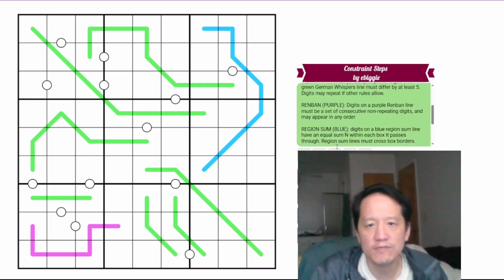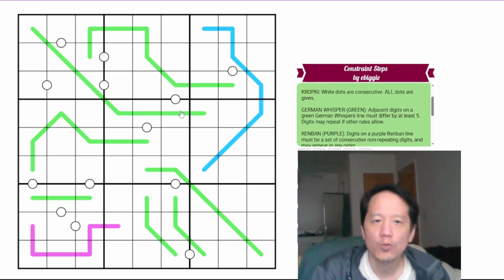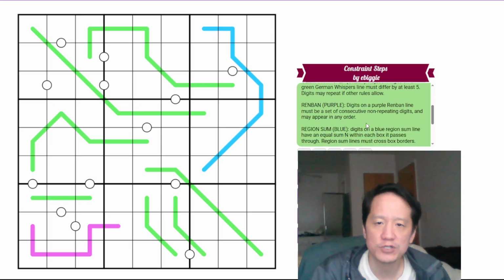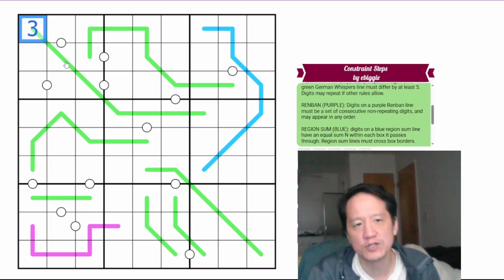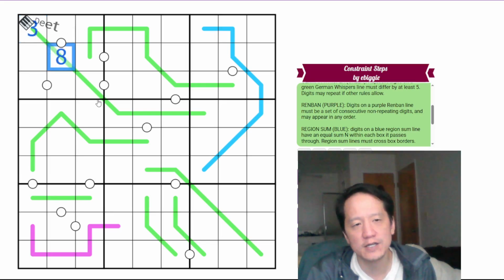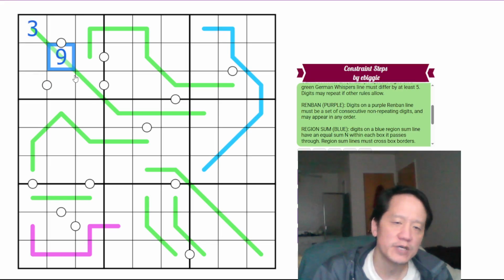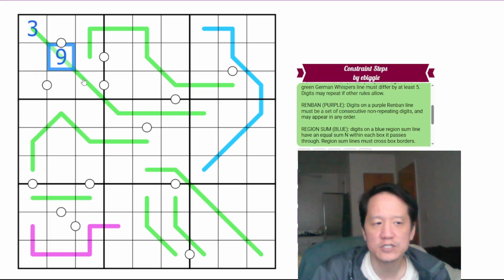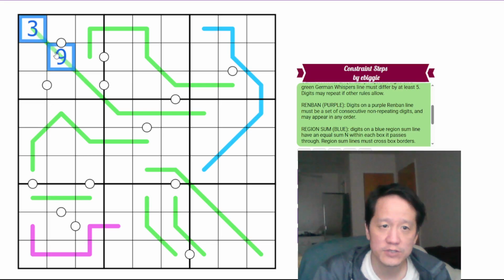We also have German whisper lines, where adjacent digits on a green German whisper line must differ by at least 5. Digits may repeat if other rules allow. So for example, if this was a 3, this would have to be an 8 or a 9, because the only digits that are 5 or more away from a 3 are an 8 or a 9. So that's why that would have to be the case.